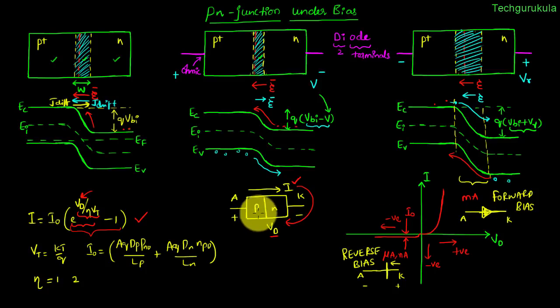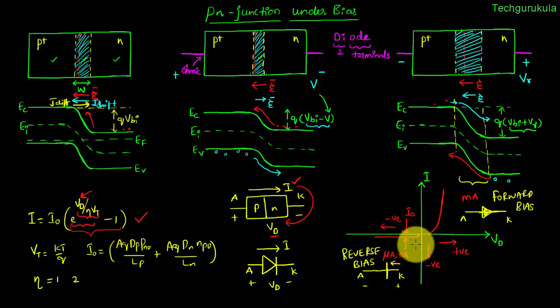Now, in order to represent this PN junction, we can combine these two symbols and draw the symbol for PN junction, which would look like this. This is anode, this is cathode. The voltage for reference is VD and the current is I, and the relationship is given by this equation, which is the diode current equation.